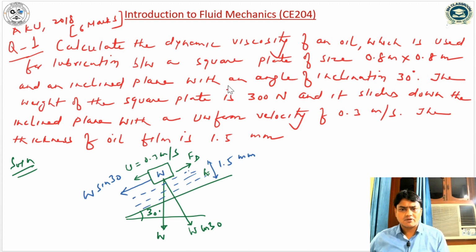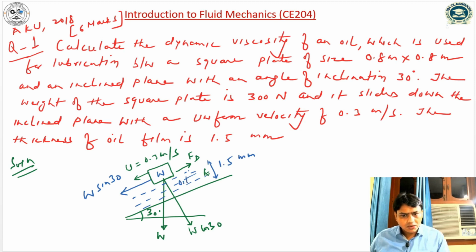Once again I am dictating the problem. We have to find the dynamic viscosity. A square plate is placed on lubrication, a square plate of given size, inclined at an angle of 30 degrees. Let us assume W is the weight of the square plate, given in the question as 300 Newton. If I resolve it, there will be two components: one component is W sine 30 and the second component is W cos 30. And it is moving down, so the velocity of this square plate is 0.3 meter per second. And this is the oil.